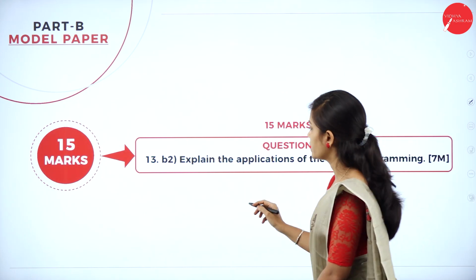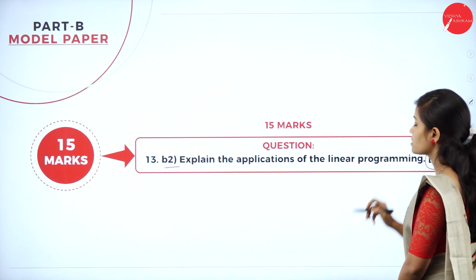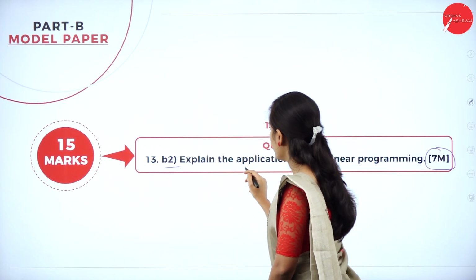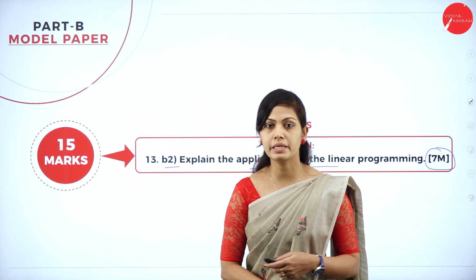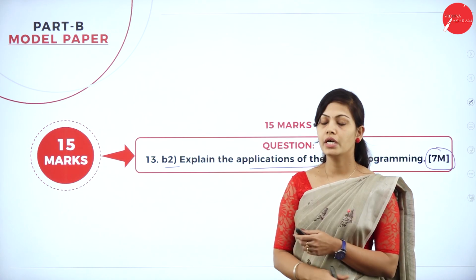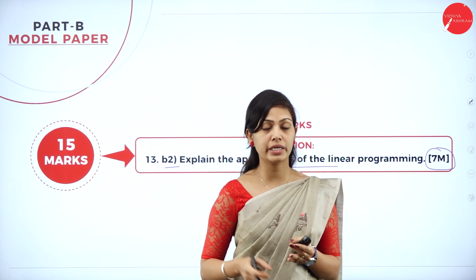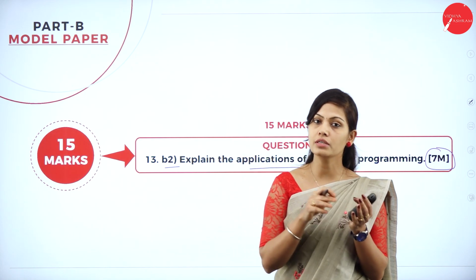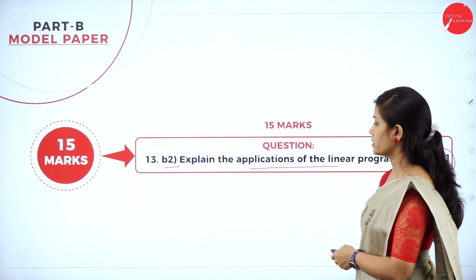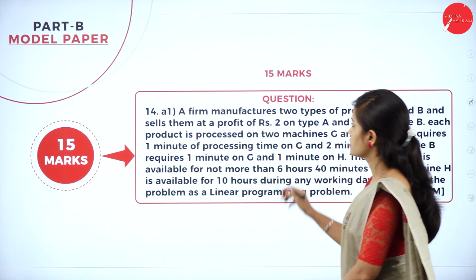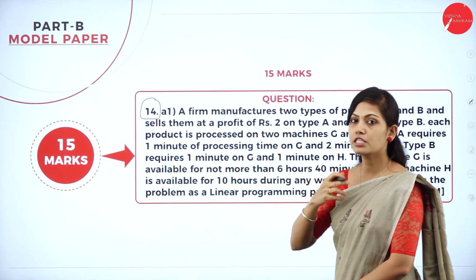And the next question is 13B2. 13B1 is for 8 marks, 13B2 is 7 marks. Explain the applications of linear programming. Very important question: LPP applications. So where are we using this LPP? We are using it in marketing management, and to reduce the complexity of resource management, we are using this LPP model. Is it right? And the next question is Part B, second question, 14A1, and next is 14A2.